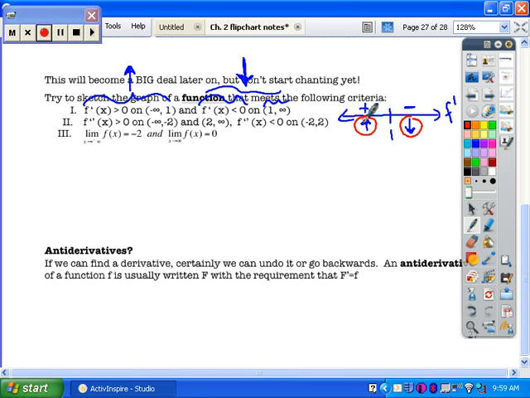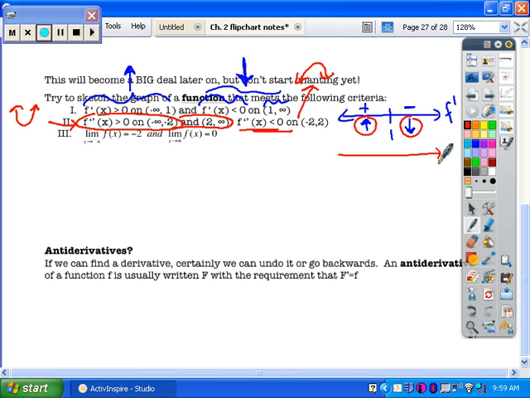The second piece of information is the second derivative. From negative infinity to -2, the second derivative is positive. So what do I know about the graph? Concave up. And from 2 to infinity, it's also concave up. And then it's negative between -2 and 2, so that means it's concave down.